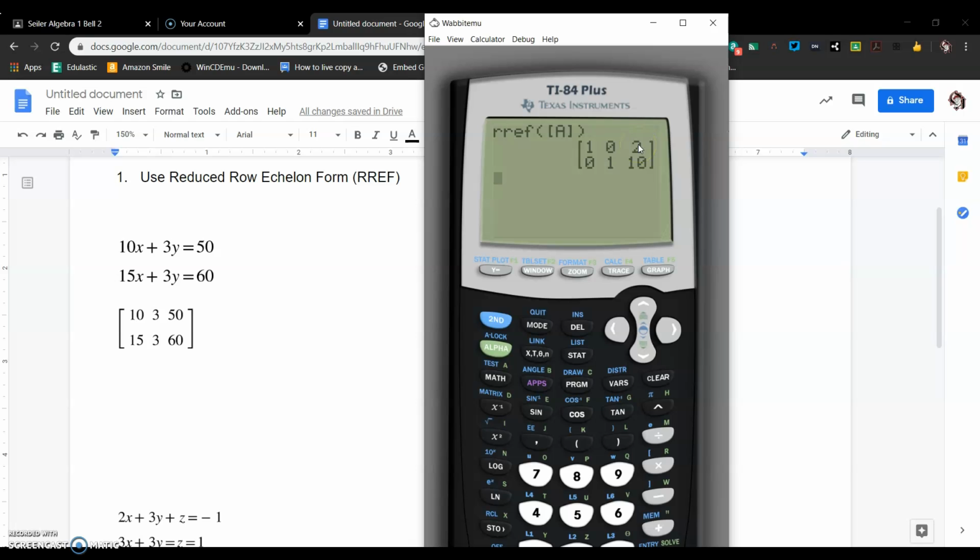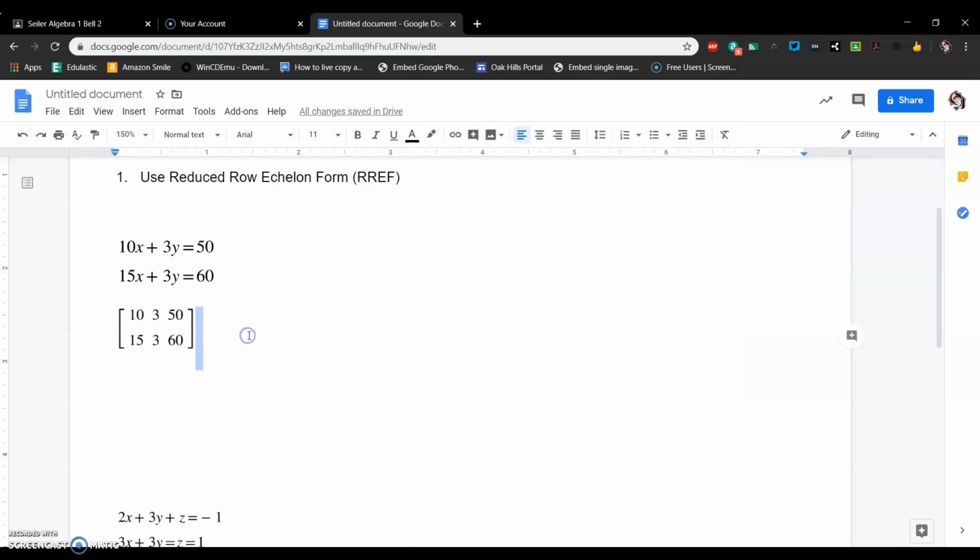So it's always going to work this way, where our first value is going to be the x, then the y, and in a second we'll see the z's. It'll always go in order like that. So my solutions for this are x equals 2 and y equals 10. It's that simple.